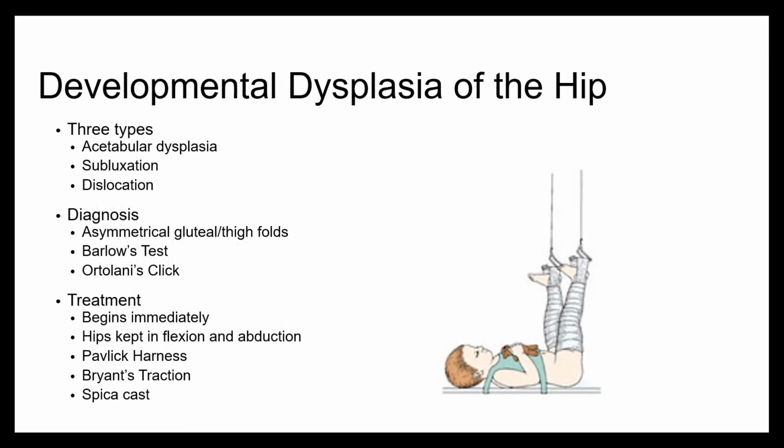The next pediatric condition that we're going to look at is developmental dysplasia of the hip. This is a medical term for a general instability or looseness of the hip joint. There are a couple of different types of hip dysplasia. The first is known as acetabular dysplasia. This is when the ball remains in the hip socket, but the hip socket is too shallow to appropriately keep the ball in place. Then you have subluxation.